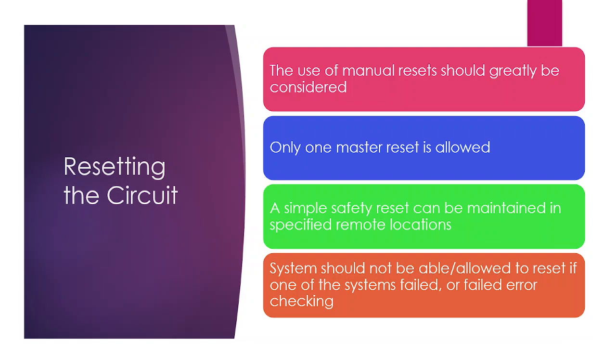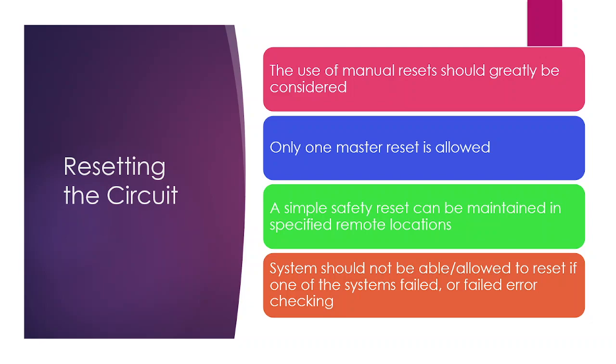One thing I want to talk a little bit about is our resetting of the circuit. The big thing is that using a manual reset should obviously be considered. So if I trip a light curtain, I have a reset button right next to it. If I trip an array scanner, I have a reset button next to it. If I trip the pull rope, I've got to go reset the pull rope with a little switch, and then I got to go over and hit a reset button to reset it and clear it.